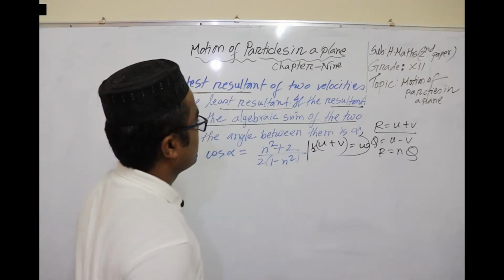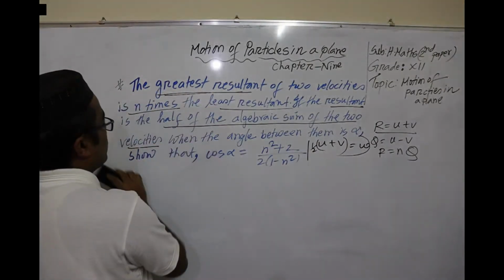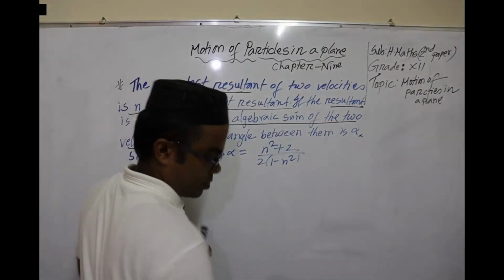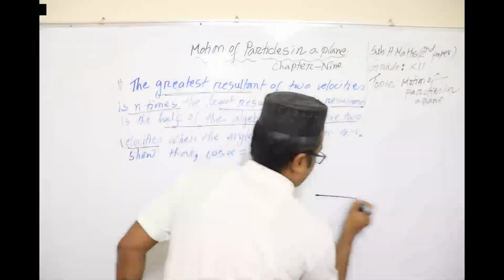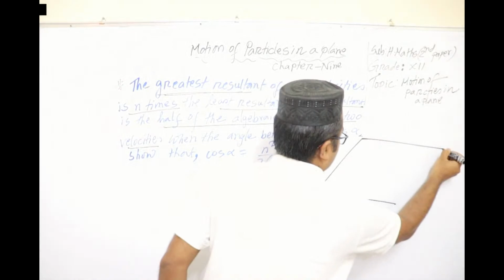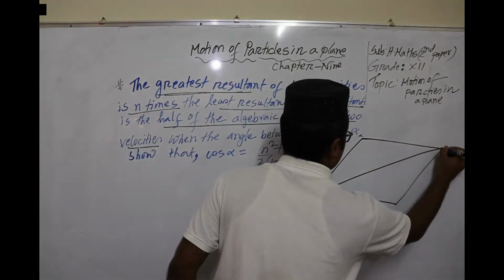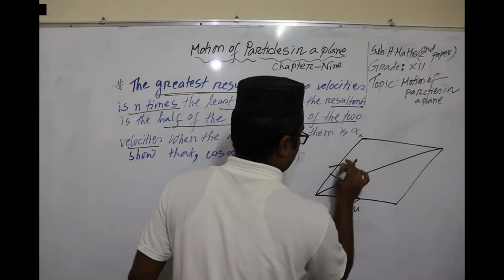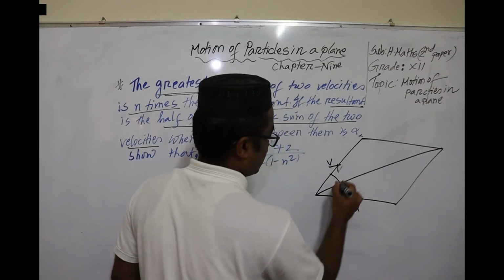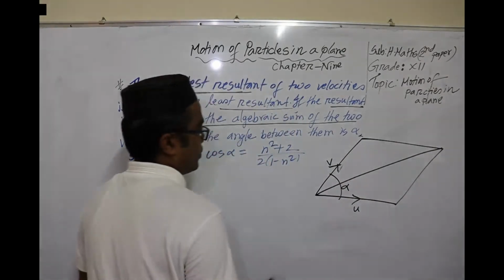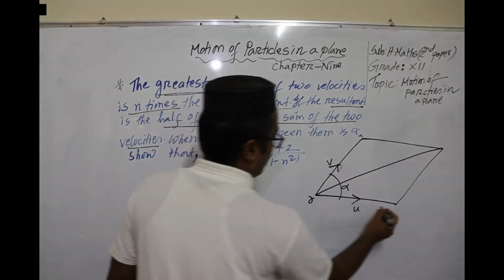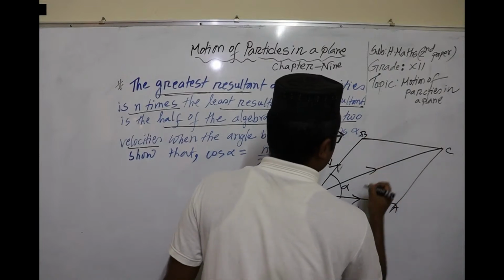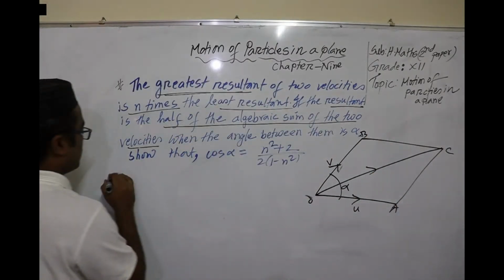See, at first you have to draw the figure. Here you can consider u, and here you can consider v velocities and include an angle between them, alpha. Mention O, A, C, D. Solution.